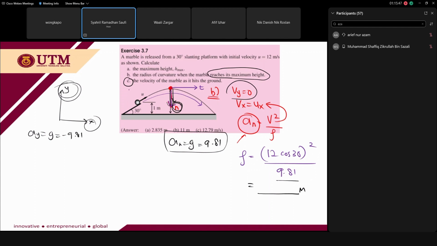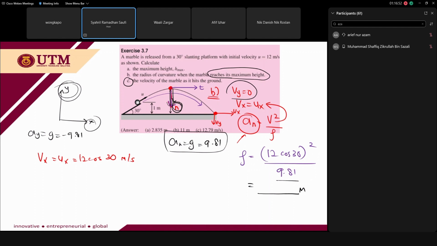Question C is the velocity of the marble as it hits the ground. Which means the velocity is not at the maximum height, but at another point. So point C, the velocity of the marble as it hits the ground, is somewhere around here. You need to determine, you know that Vx is equal to Ux. So now you know the velocity along X. Let's say Vx, then you need to determine Vy. Vx and Ux you know, which is 12 cos 30 meter per second. So now you need to determine Vy.